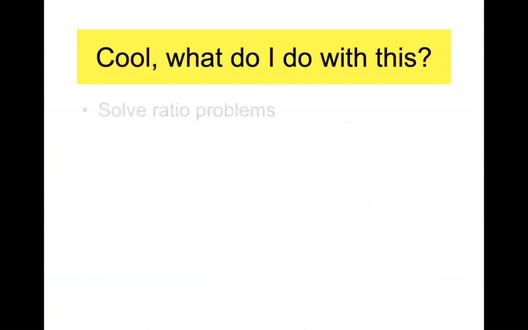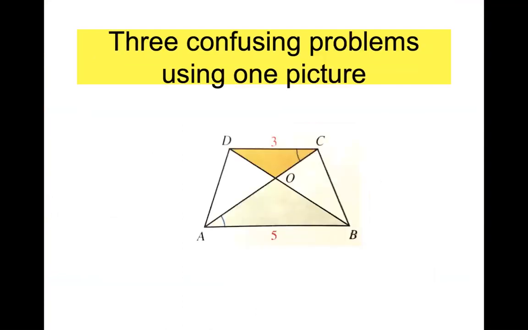All right, what do you do with this? Well, you're going to solve some ratio problems. What are they going to look like? Well, here are three problems, and these are some confusing problems. I will say, generally speaking, many students have some issues with some of these problems. I'll try to do this nice and slow, and rewind and repeat if you need any help. So here are the three confusing problems using one picture.